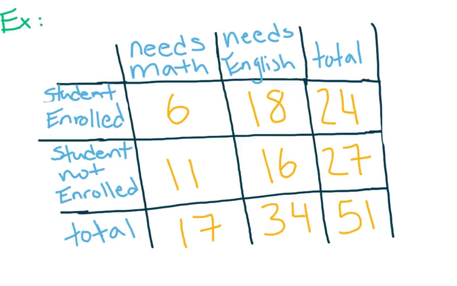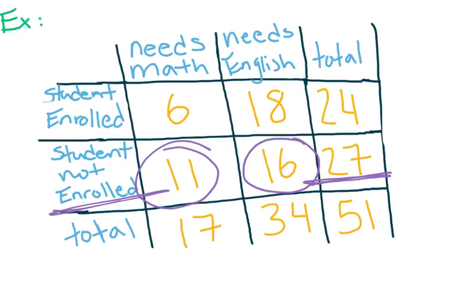6 enrolled students need math, 18 enrolled students need English. That's a total of 24 enrolled students that need a class. 11 students need math that are not enrolled, and 16 students need English and they're also not enrolled. That's a total of 27 students that are not enrolled that need a class. Meaning that there's 17 students that need math and 34 students that need English. That's a total of 51 students that need classes.